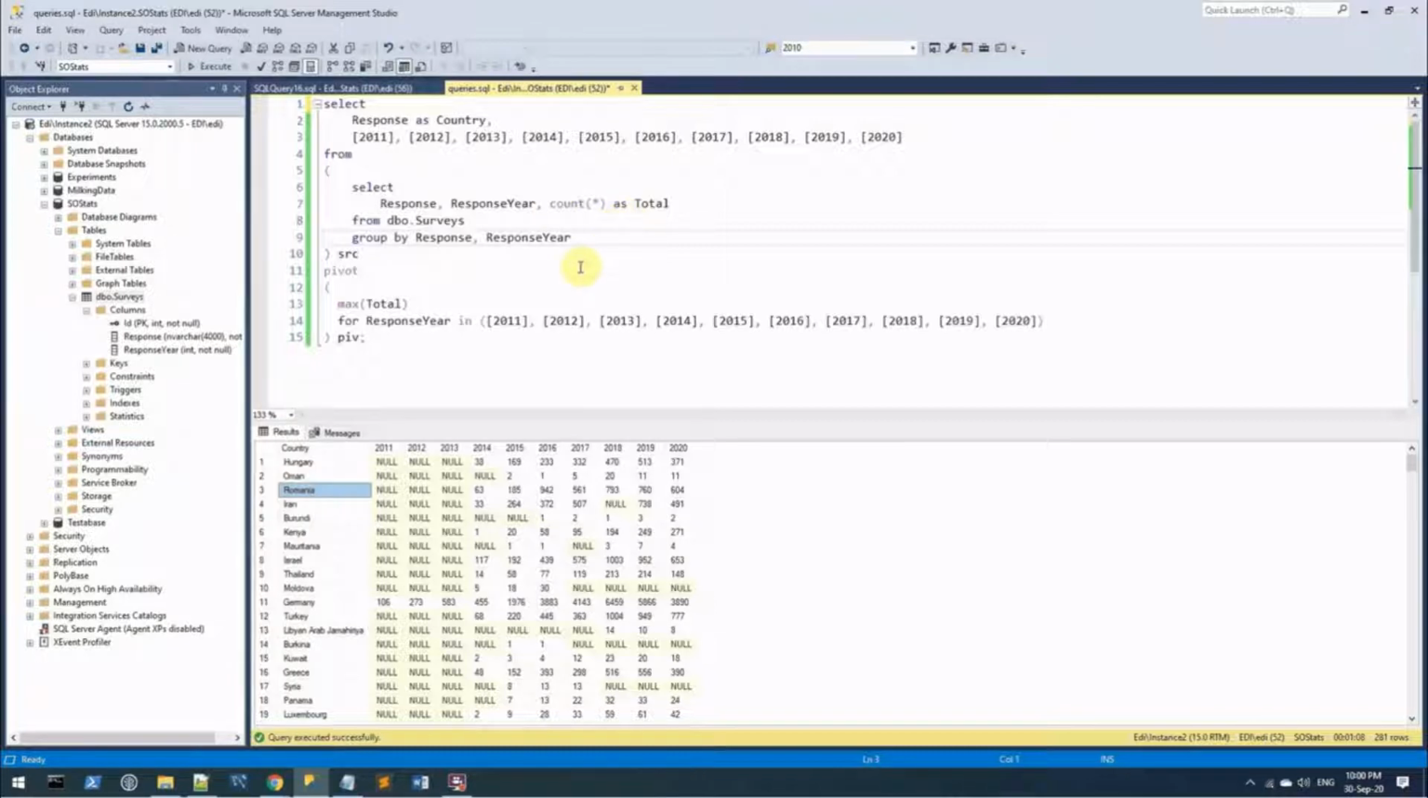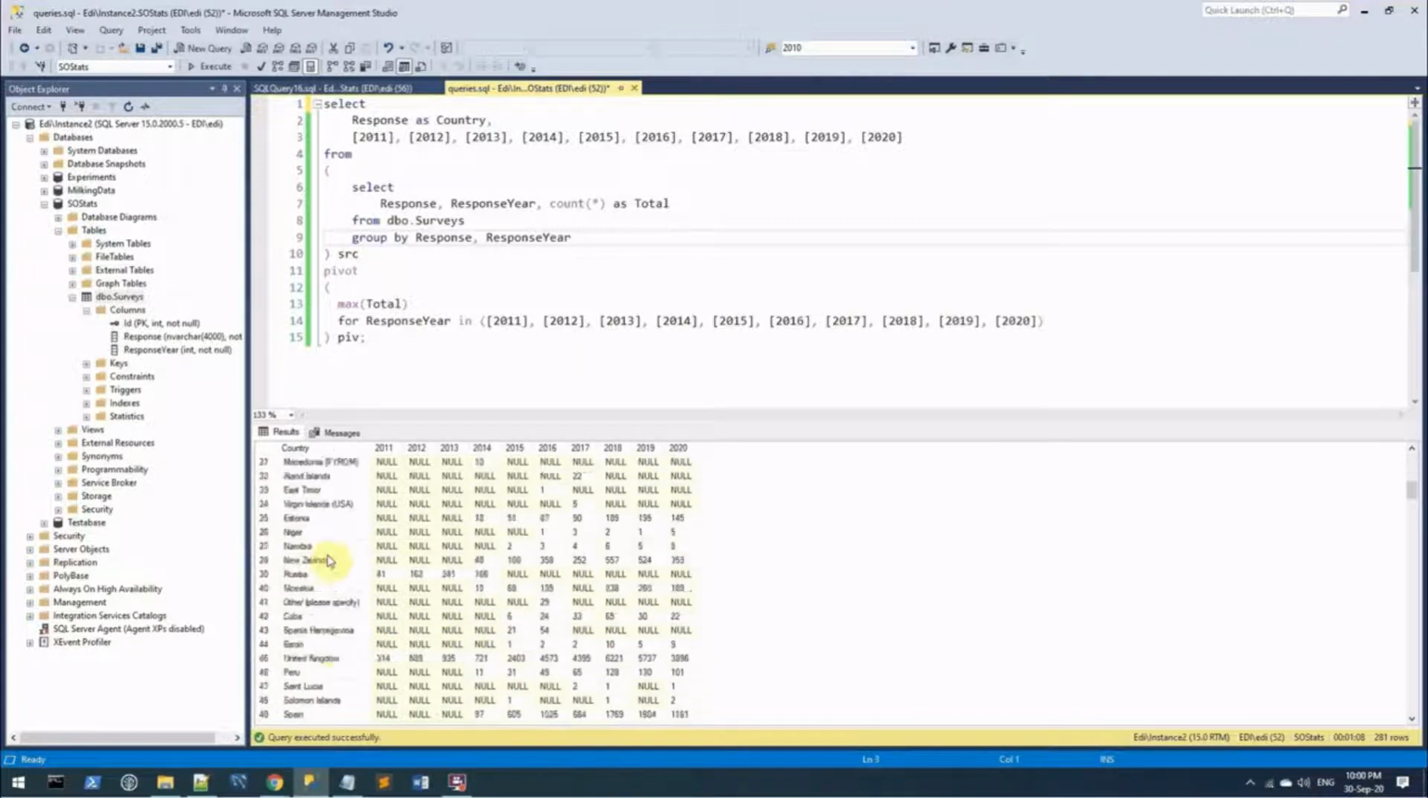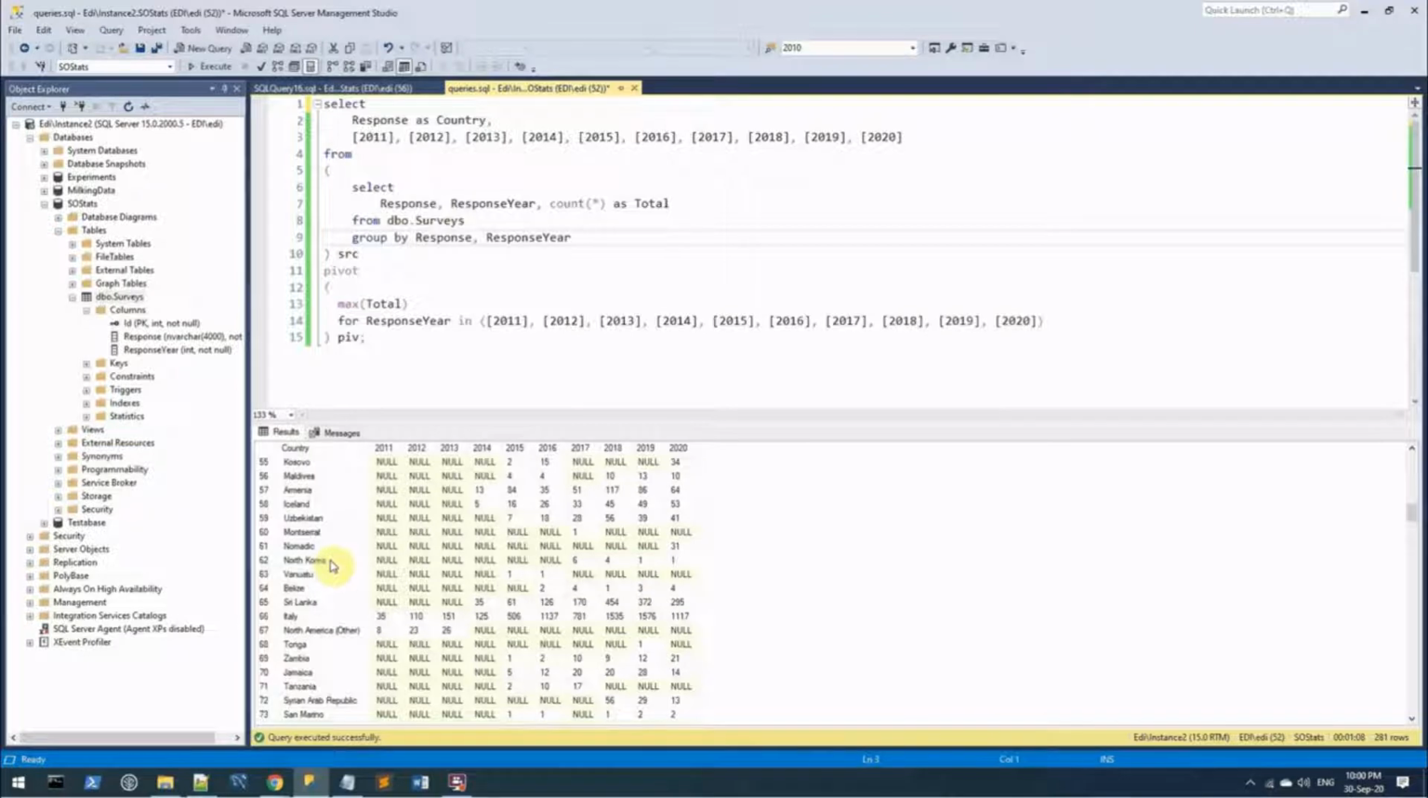Okay, and then we pivot the groups by each year, and we deliver the output in this format. It doesn't need to be ordered in any sort. So what we have here is a unique country or region and the total number of respondents per year. If there is a null here, it means that no person from that country or region responded to the survey in that particular year.